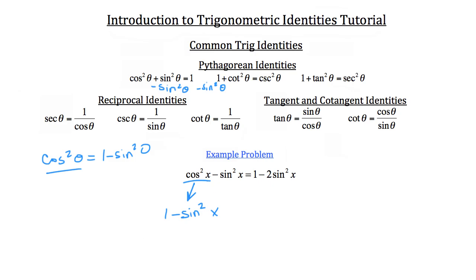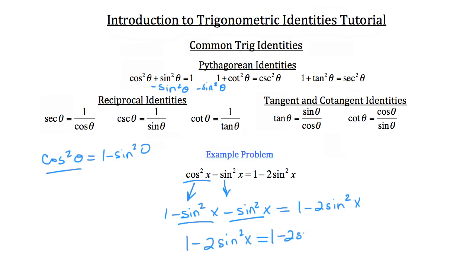And then I'm going to bring down our minus sine squared x, so minus sine squared x is equal to 1 minus 2 times sine squared x. Alright, so we'll combine our like terms on the left-hand side. I have a negative 1 sine squared x and another negative 1 sine squared x. So what I really have is negative 2 sine squared x's. So we have 1 minus 2 times sine squared x on the left-hand side is equal to 1 minus 2 times sine squared x on the right-hand side.